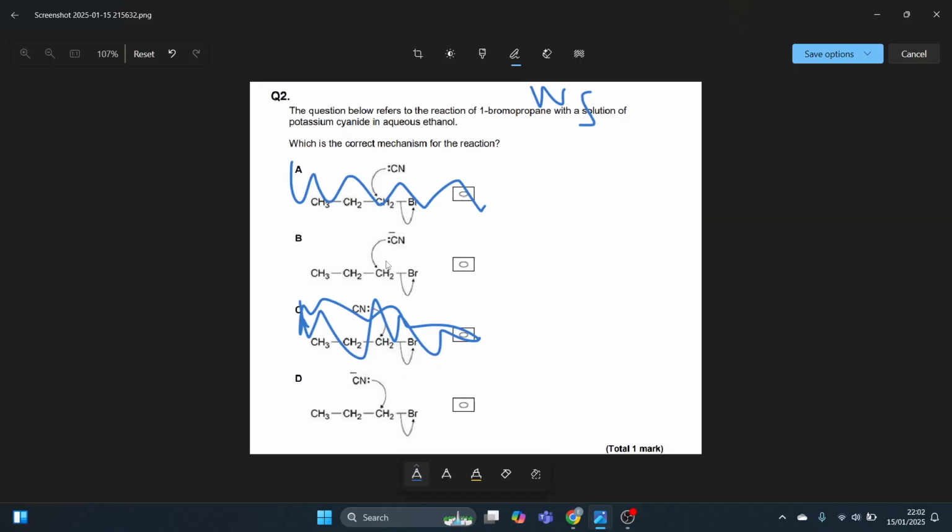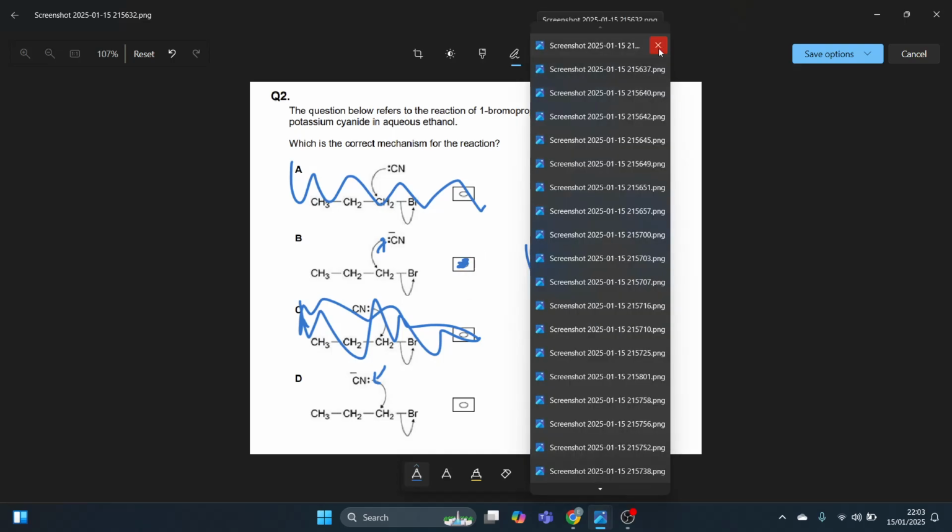It looks like the difference is that instead of going like this, the curly arrow just goes like that. But if you pay even more attention to detail, in B, the lone pair of electrons comes from the carbon. In D, the lone pair of electrons comes from the nitrogen. Where is it supposed to come from? It's supposed to come from the carbon. And the correct answer is B. And that's the trick for that question.